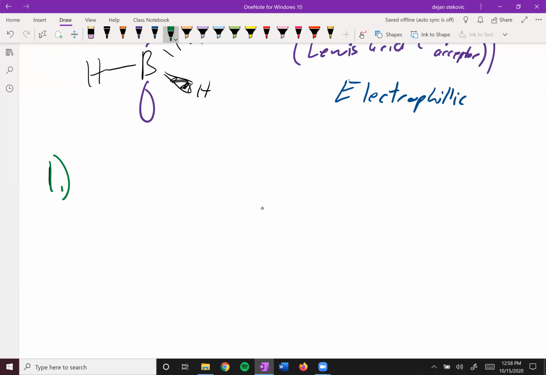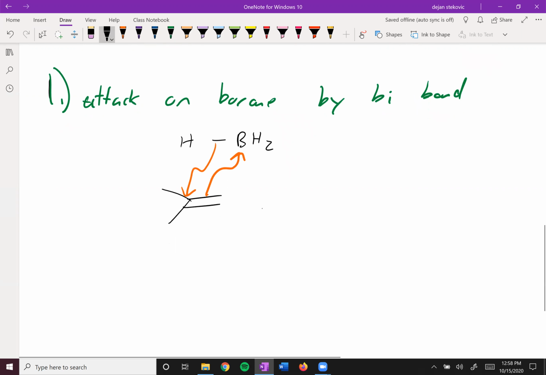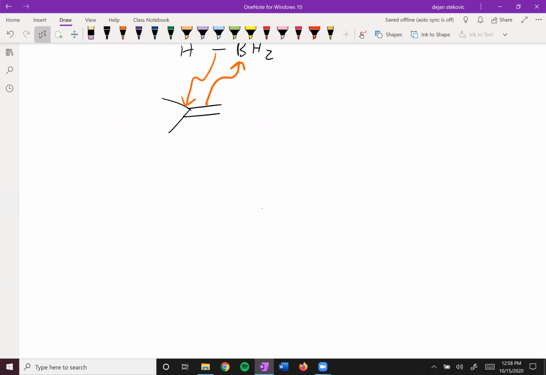And so in this first step of this mechanism, what we have is the attack on the borane by the pi bond. And so we're going to do this with an asymmetrical alkene, and we're going to take a look at this BH2, right? We're going to attack our borane with our double bond, our boron, and then this BH bond is going to attack here. And so you can think about there being one of 2 possible outcomes for our intermediate or our transition state.